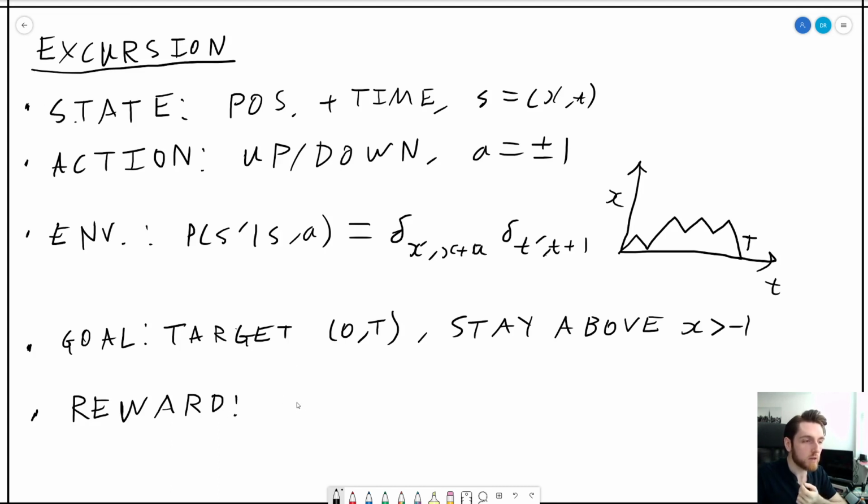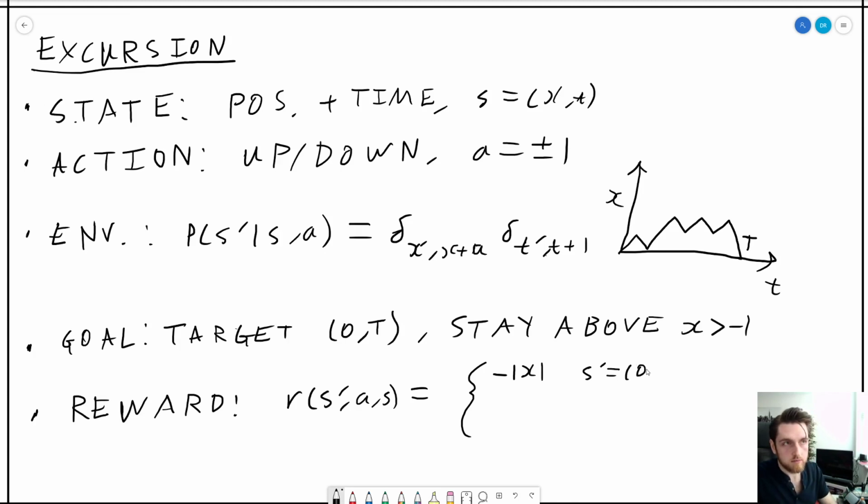So what we do is that this is a function of the state afterwards, the action, and the state before. And this is going to be given by minus the modulus of x, so you get more of a punishment, as this is for when the next state is at some position and the final time. So you get more of a punishment the further away you are from the target.